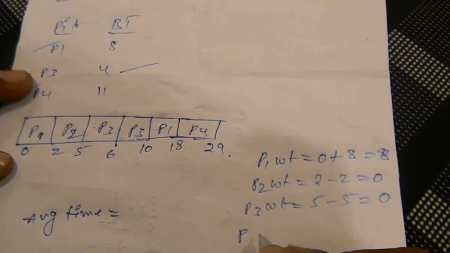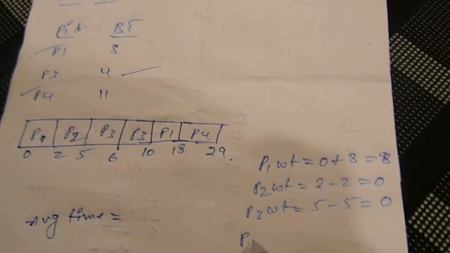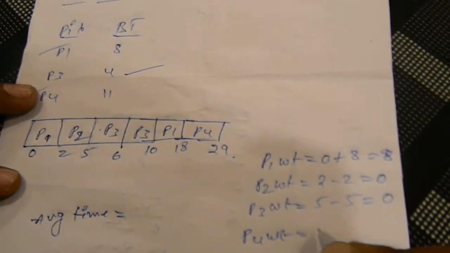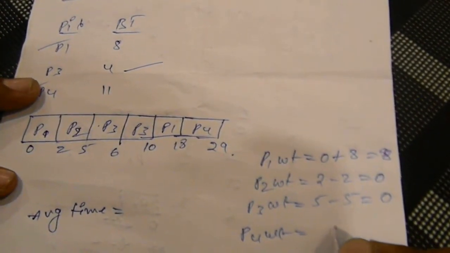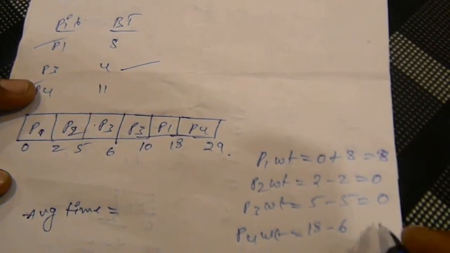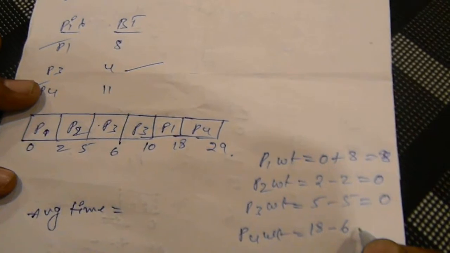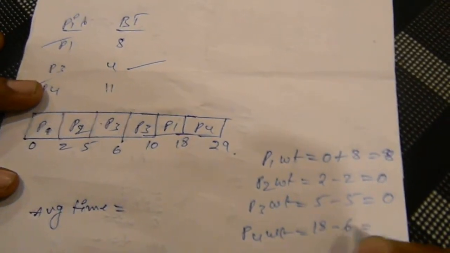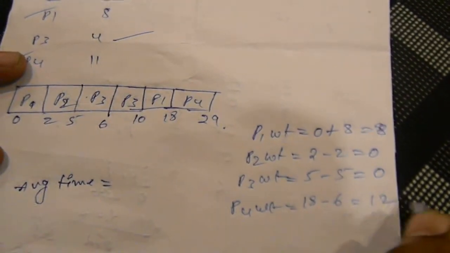Now coming to P4. P4 enters the ready queue at 6 milliseconds and it waits until 18 milliseconds. So its waiting time was 12 milliseconds.